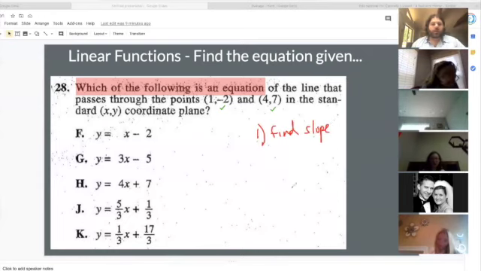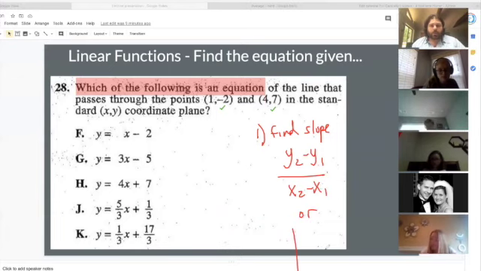So what are we going to do? We're going to do y2 minus y1 over x2 minus x1, or we're going to draw a little picture, (1, -2), (4, 7), and we're going to use rise over run. We're going to kind of just count up and over. So I want you guys to do that real quick. I'm going to give you guys 20 seconds, set a 20-second timer. I want you guys to find the slope between the 2 points.